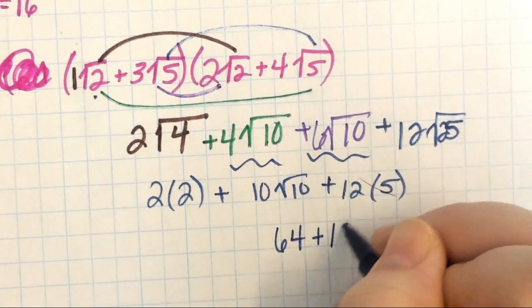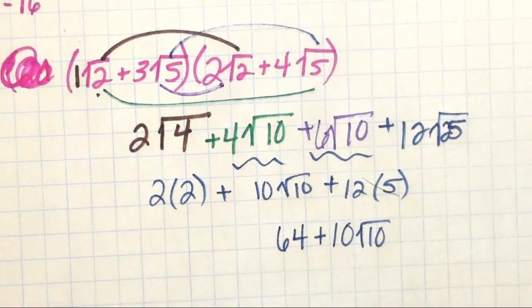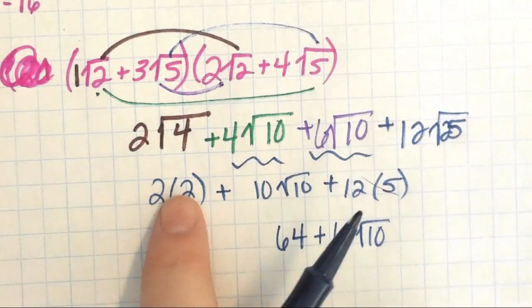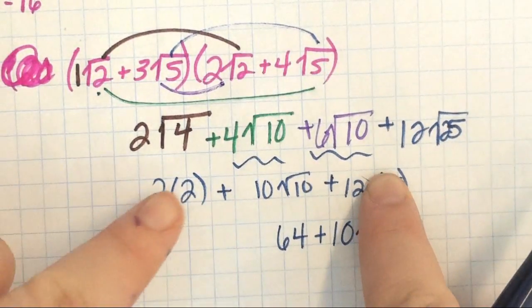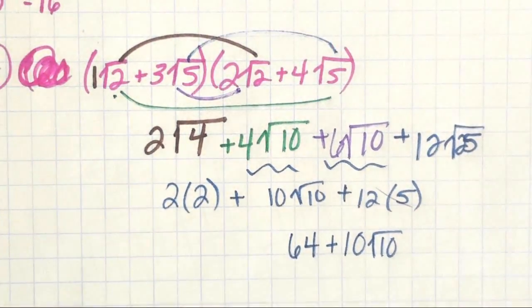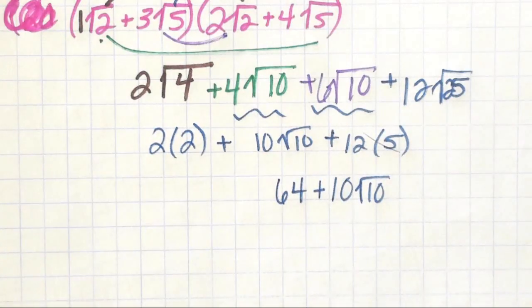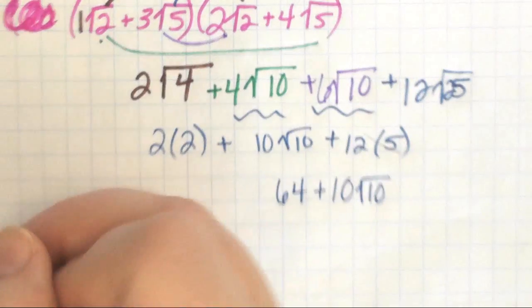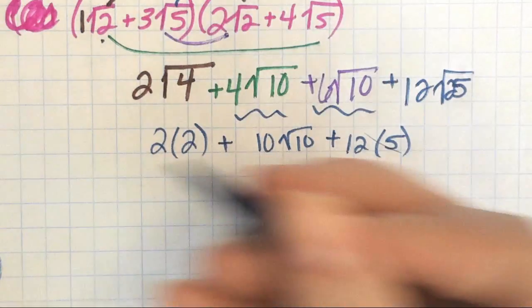Okay, and that's why 3 gets a point. How did he get 64? 12 times 5 is 60. 2 times 2 is 4. 60 plus 4, 64. Yay! So exciting.